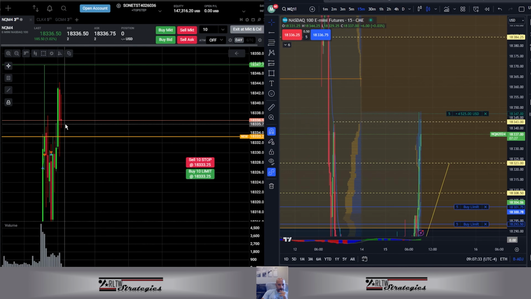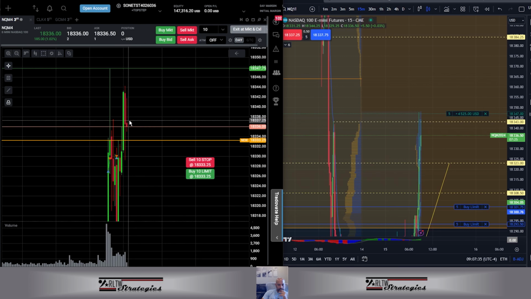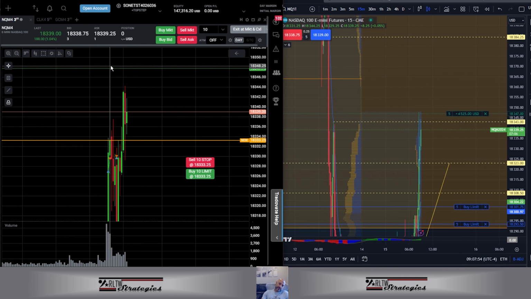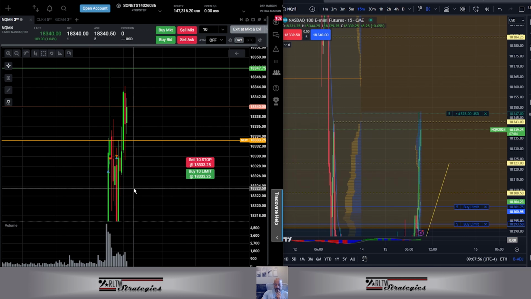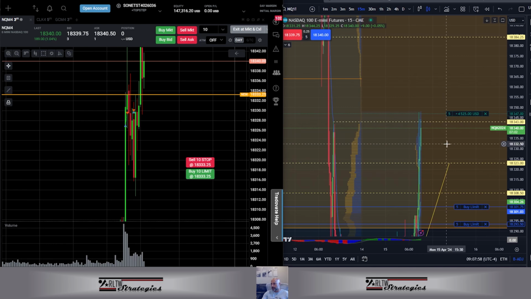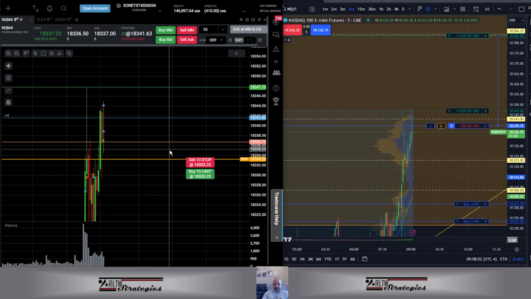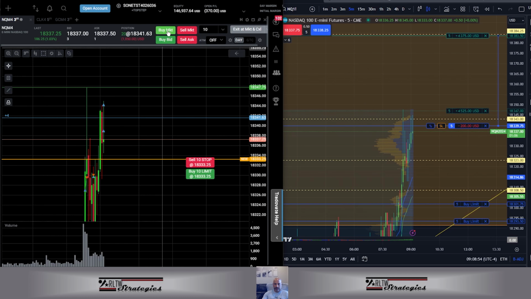That was a hard reversal. It might just be collecting liquidity before dropping back down. We have had higher highs minus this last spike, but we've had higher lows on the 15-minute, and this is where I'll probably lose my account.